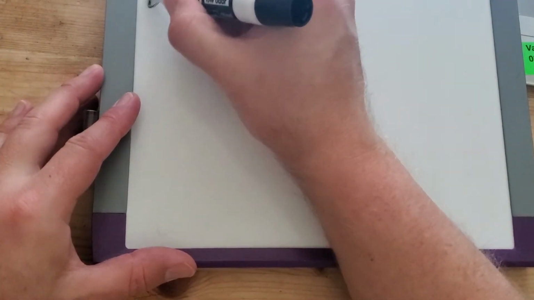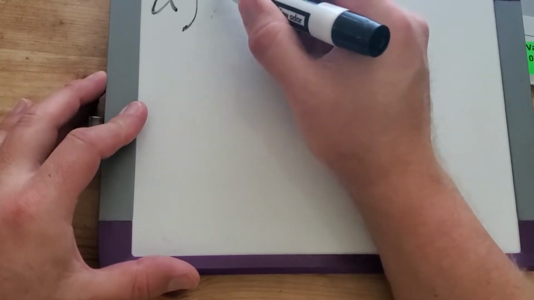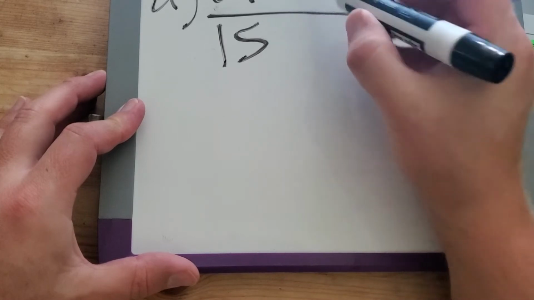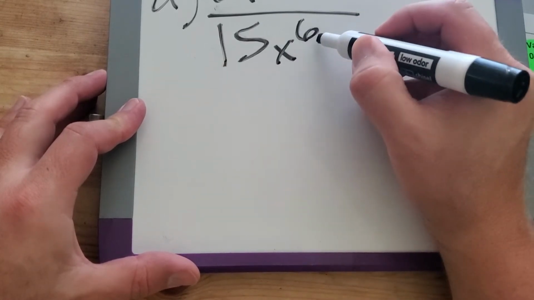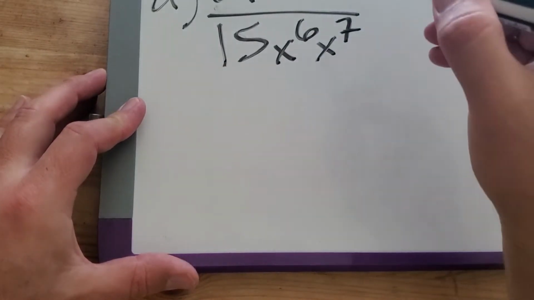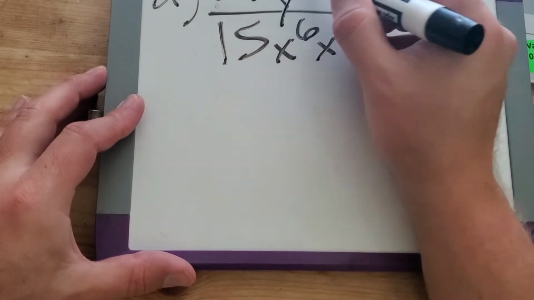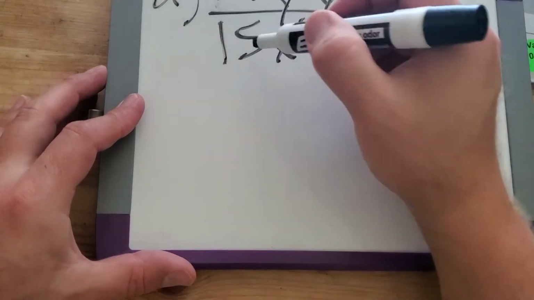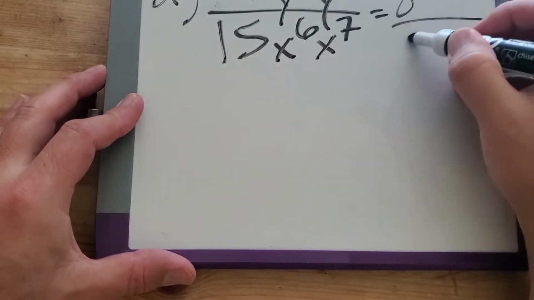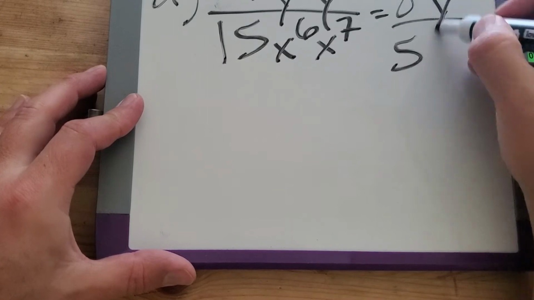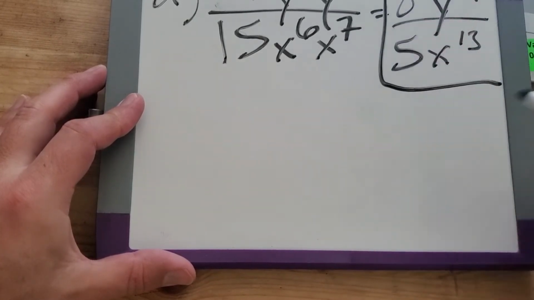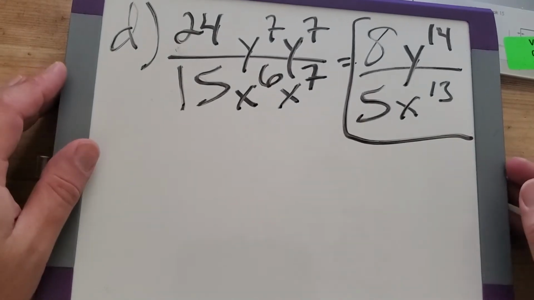So, part D. This one we did in class, so I'm going to do it a little bit quickly, but basically I'm going to do it as I do here. So those 6x's there go down, and there were already 7. Those 7y's on the bottom go up, and there already were 7 up there. 24 over 15, divide each by 3. That'll be 8/5. And on the top, I get 14y's. On the bottom, I get 13x's. Done.